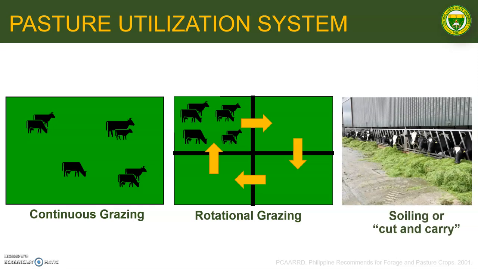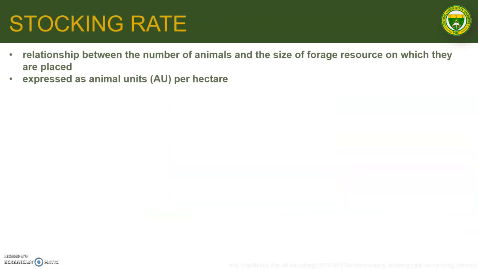Lastly is soiling, in which the herbage is cut and carried to the animals. Soiling can support more animals per hectare. In this method, more herbage is produced and available since there is no loss from the animals grazing. Note that this method is more labor-intensive and requires machinery to be more efficient.